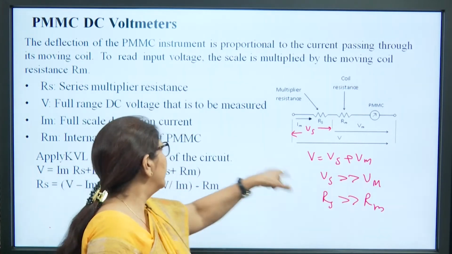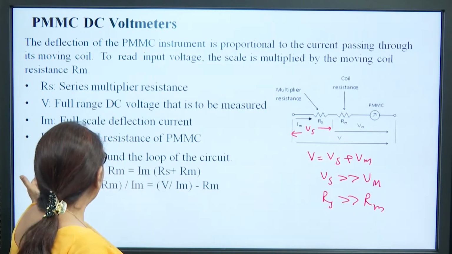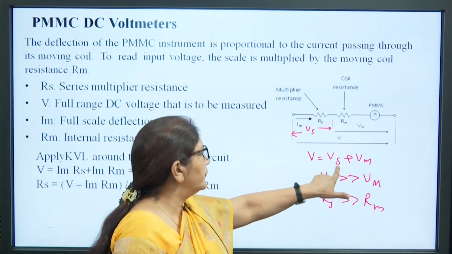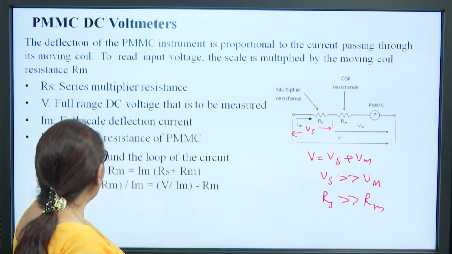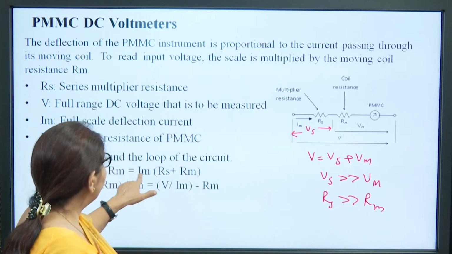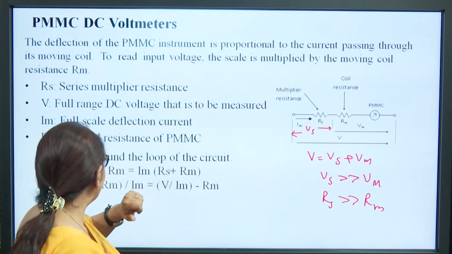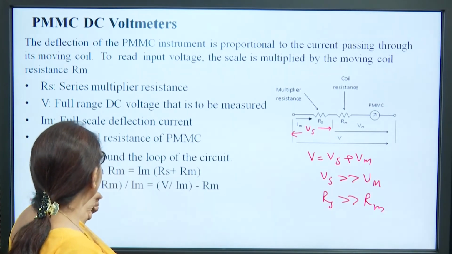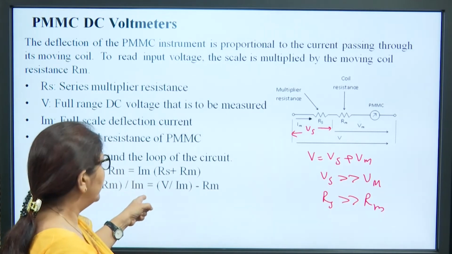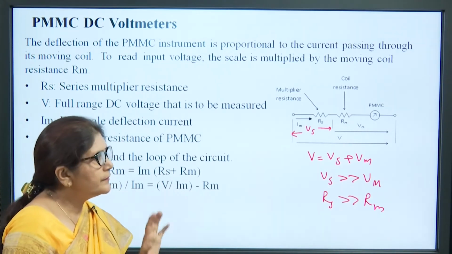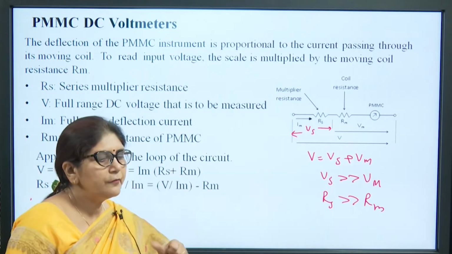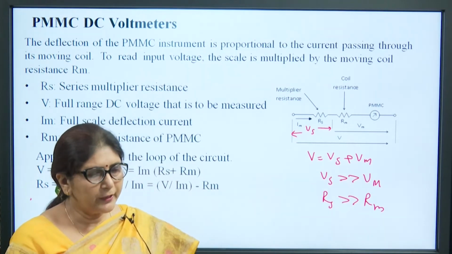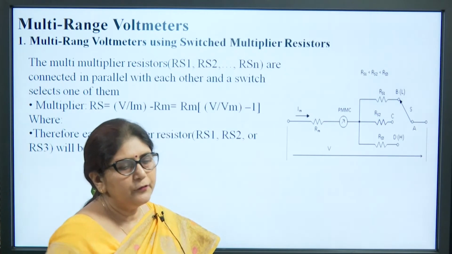If we apply KVL around this, then we find V is equal to Vs plus Vm. So, Vs is equal to Im Rs plus Im Rm, and if we take Im as common, it is Rs plus Rm. So, the value of series resistance should be Rs is equal to V minus Im Rm divided by Im, so it is V by Im minus Rm. If we place this value of resistance in series with the PMMC instrument, then we can measure a higher value of voltage by this PMMC instrument.